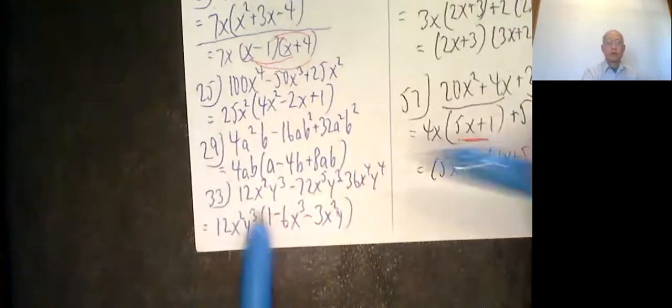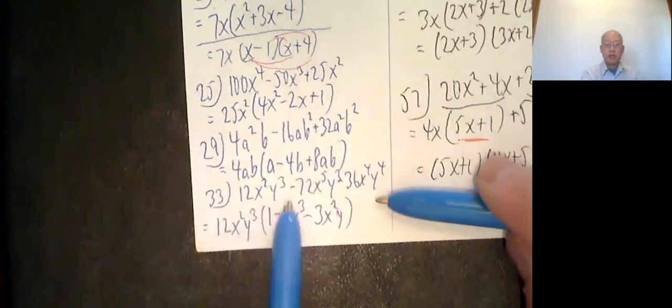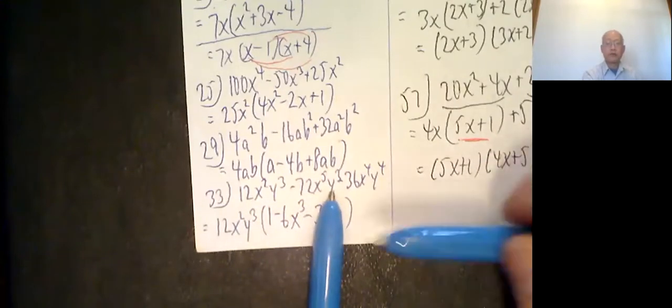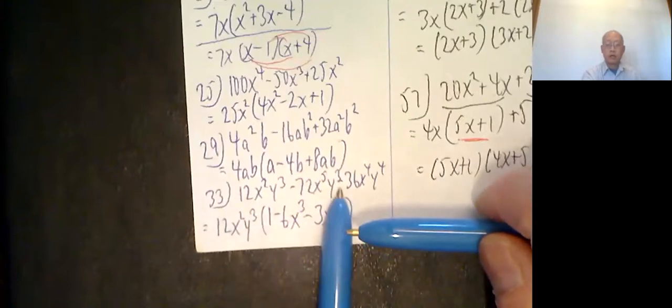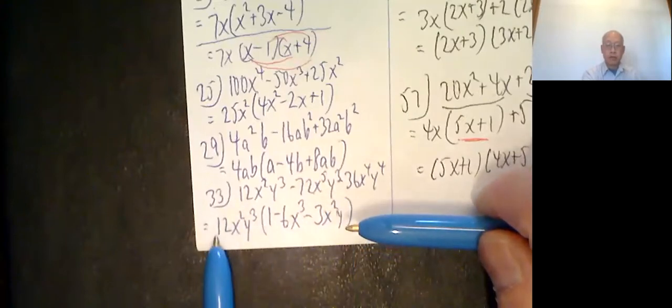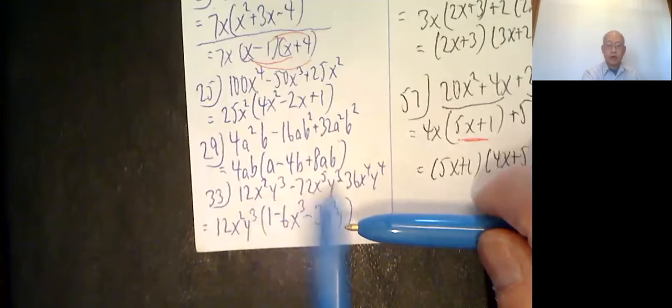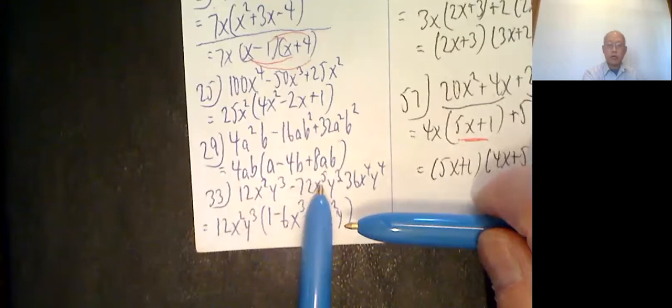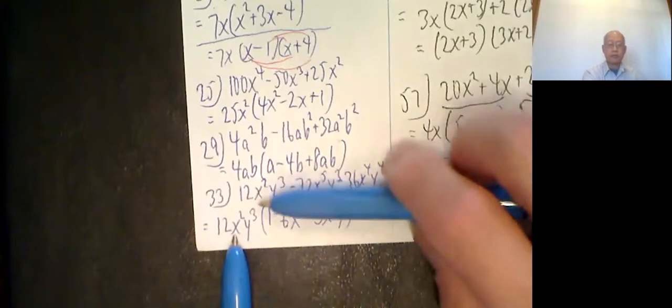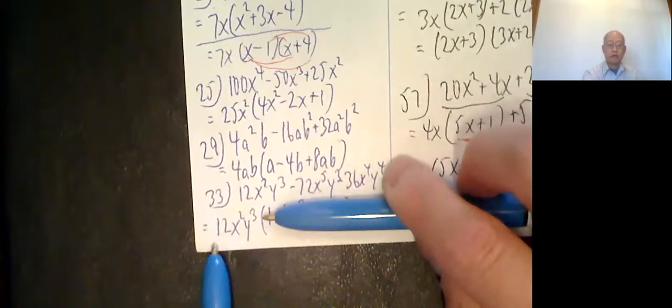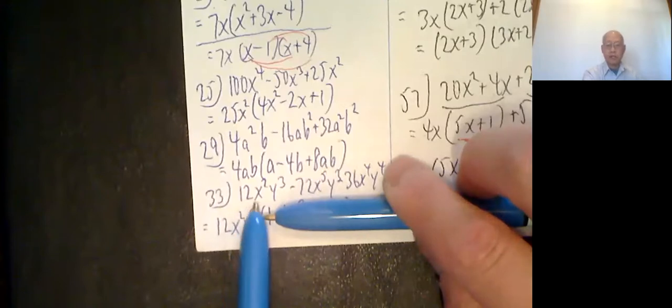33, 12x squared y cubed minus 72x to the fifth y cubed minus 36x to the fourth y to the fourth. So 12, 72, 36: I can take out a 12. X squared, fifth and fourth, they all have x squared. Y cubed, y to the fourth, they all have y cubed. So how do I go from 12x squared y cubed to itself? Well, 1.